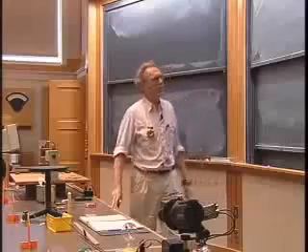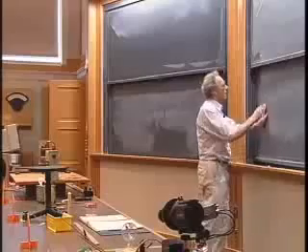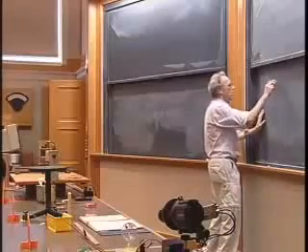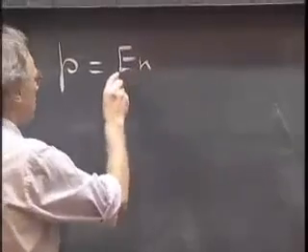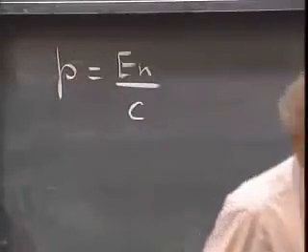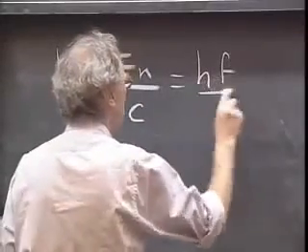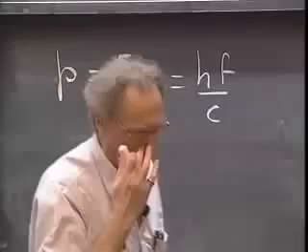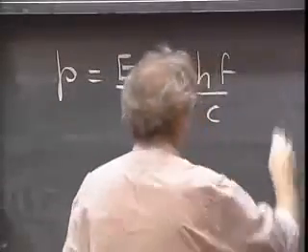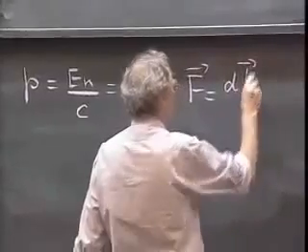So in modern physics, photons have momentum. And the momentum of a photon p is the energy divided by c. In other words, it is also hf divided by c. But you remember from 8.01 that the force is dp/dt.